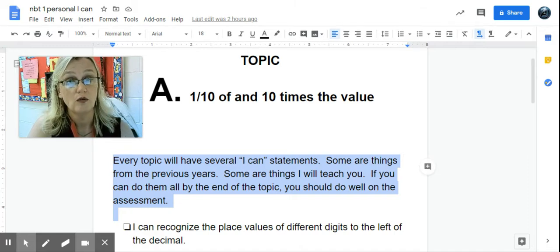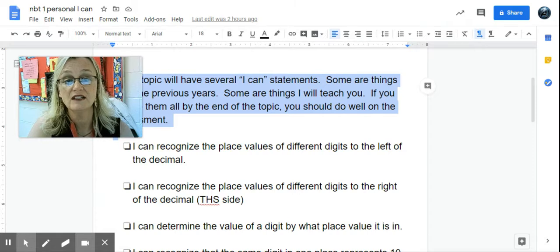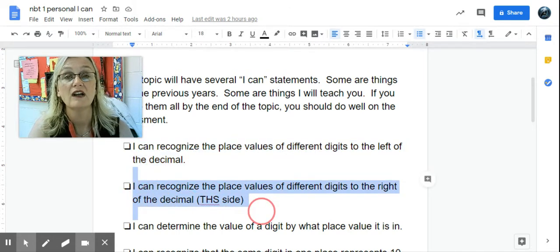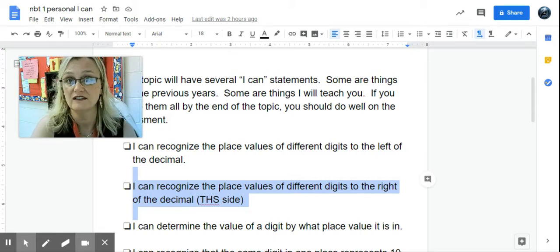This week's I can statements: I can recognize the place values of different digits to the left of the decimal. I can recognize the place values of different digits to the right of the decimal. We call that the THS side. That was made up here in Southview. You're not going to find that somewhere on the internet. It's the THS side, and it's because things on that side have a th on the end: 10th, 100th, 1000th. All right? And it just helps us kind of remember the THS side.